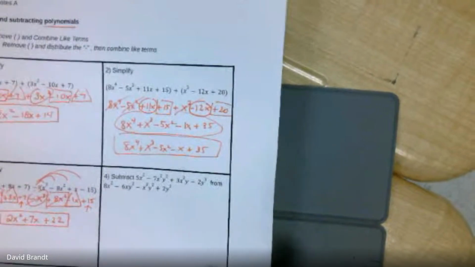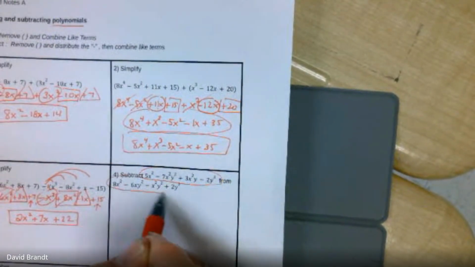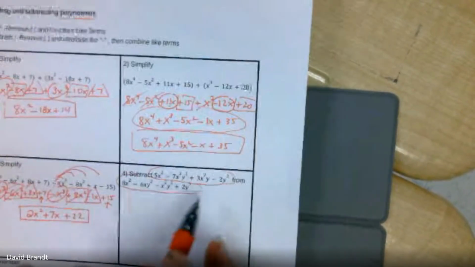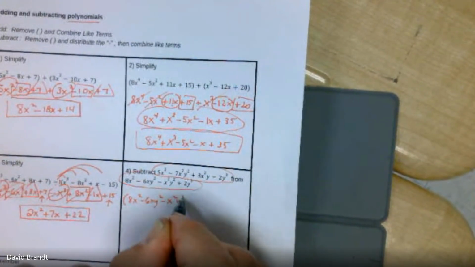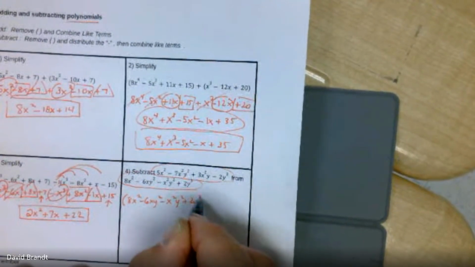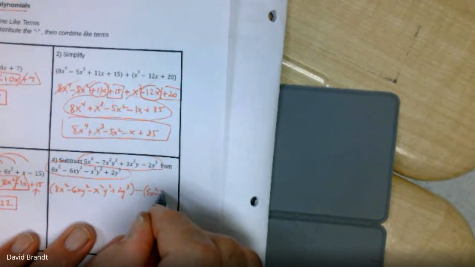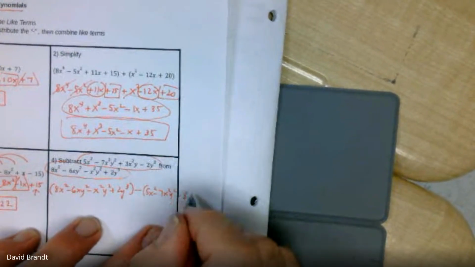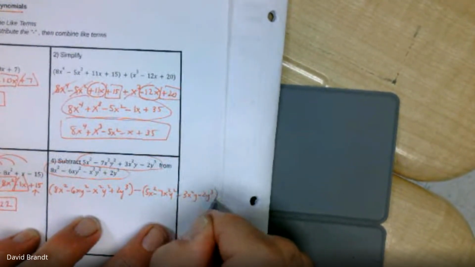Now, number 4, the final example says subtract this from this. Whenever you have a subtract something from something, always start with the from. So you start with 8x squared minus 6xy squared minus x squared y squared plus 2y cubed minus 5x squared minus, I'm going to run out of room, 7x squared y squared plus 3x squared y, what a mess, minus 2y cubed. I had to do one messy one in here.